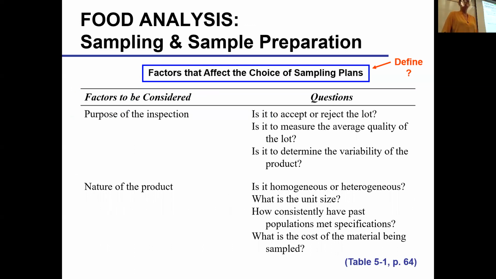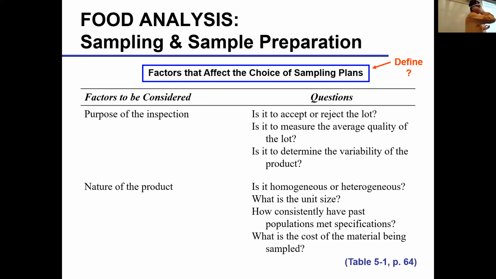Okay, so the factors that affect the choice of sampling. This is our sampling plan. There are a lot of factors, and this is table 5.1. This is good, informative. I don't expect you to memorize all of this. It's just good FYI. So how to think about sampling plan.